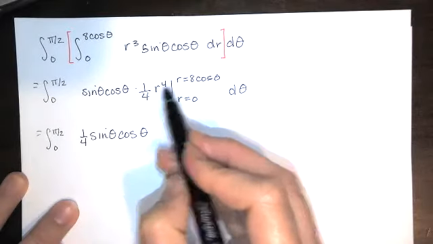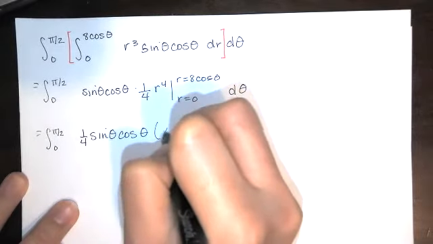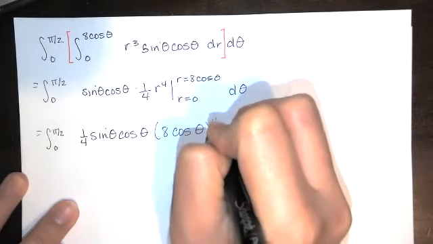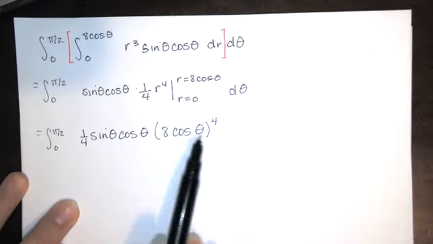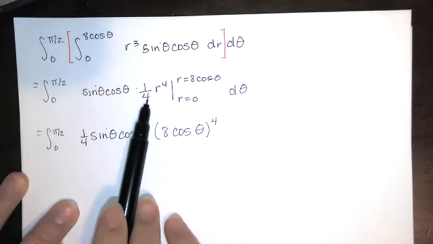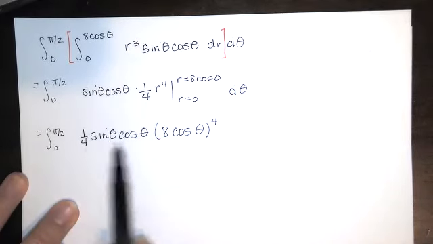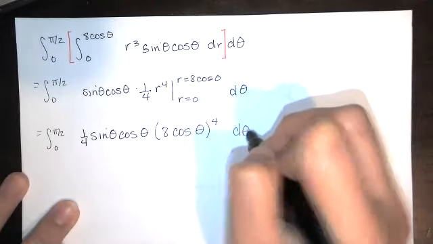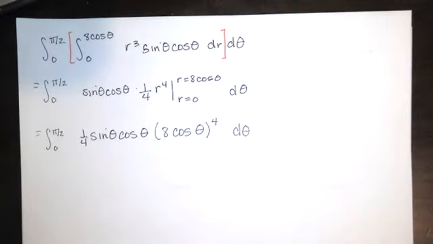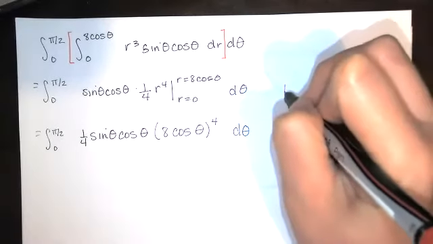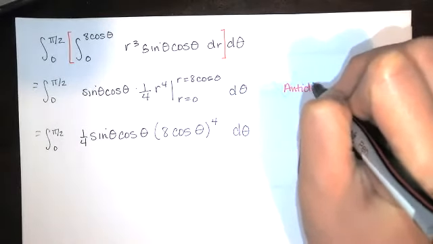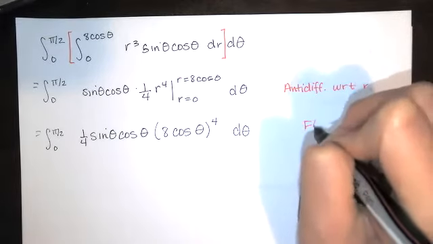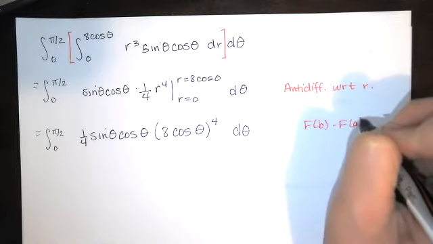When r gets replaced with 8 cosine of theta, we've got 8 cosine of theta raised to the 4th. And then we evaluate this at r equals 0, which is just going to give us 0. So we'll have all of this minus 0, which is just this, times d theta. Not bad. We just anti-differentiate with respect to r. Then we use the fundamental theorem.